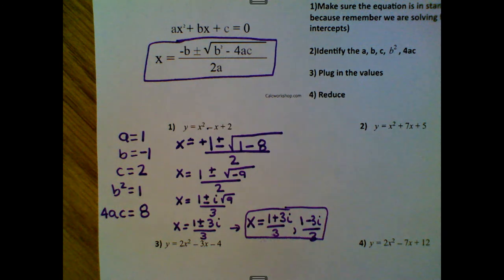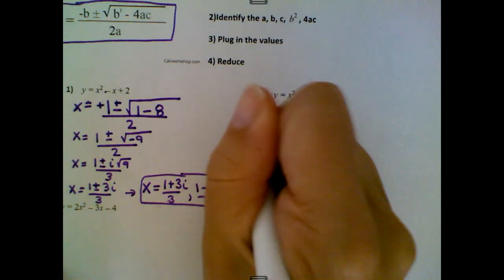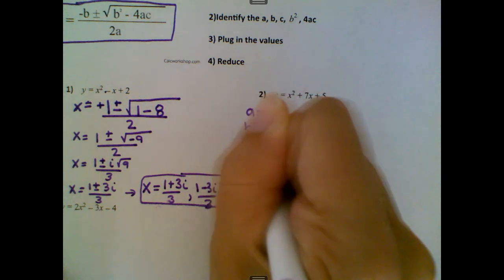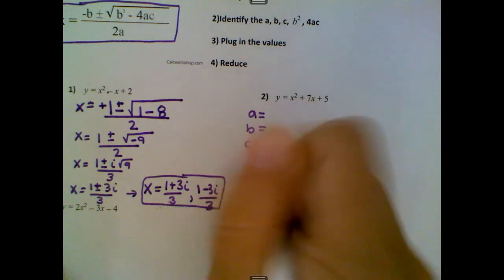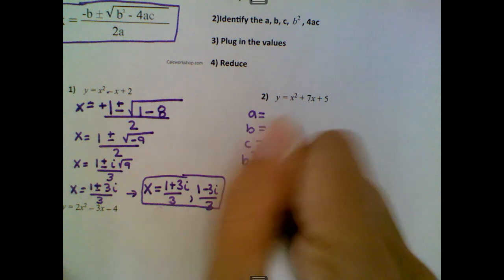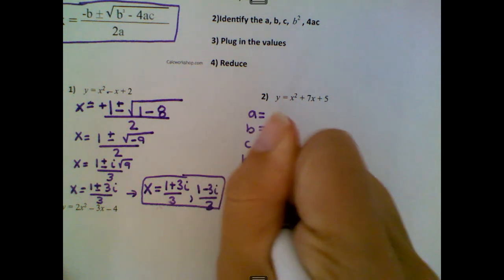Now we're going to try the next one. Note that these answers are messy. That's okay. So let's try number 2. We want an A, a B, a C, a B squared, and a 4AC.